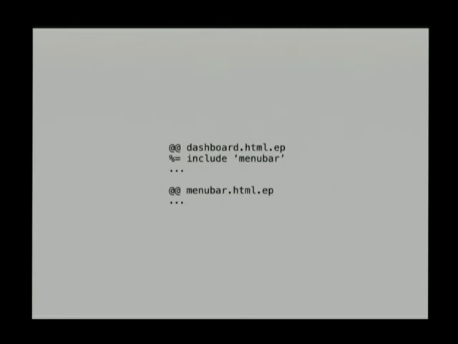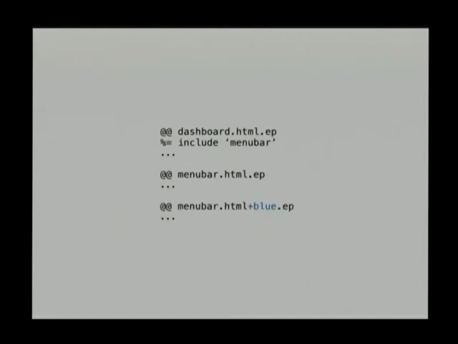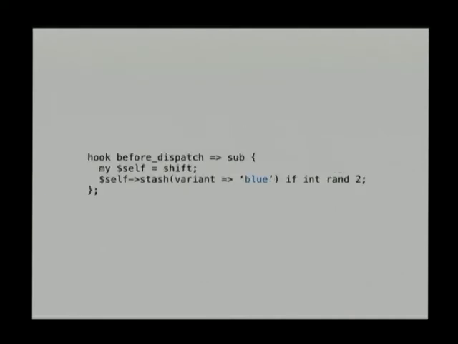And another rendering feature, template variants. Imagine you have a partial template that gets included a lot, like a menu bar. Now you want to do some A/B testing, maybe to try a different color scheme. For that, you can add a new variant of the menu bar template. Just use the same name and append a tag to the format. Here, highlighted in blue, and that's all. You've created a variant. From now on, this variant will get precedence whenever the variant's dash value has been set to blue, like this hook does randomly.